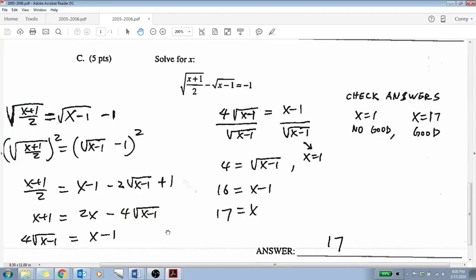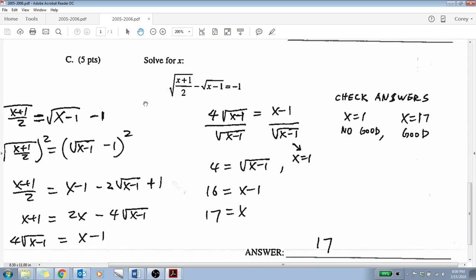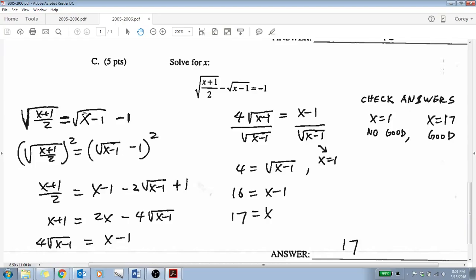For the C problem here, we're told to solve for x. A technique I want to use when I have two radicals, like we do here, is to get one radical on one side of the equation and the other on the other side. So that's what I've done in the first step: I'm going to take the square root of x minus 1 and move it to the right side. Then I want to square both sides to get rid of the radical.